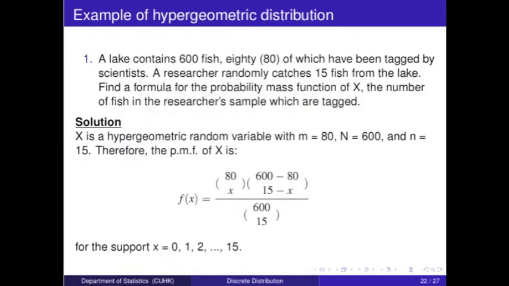It comes to the example. For the first one, suppose the lake contains 600 fish. 80 of them have been tagged by scientists. They randomly catch 50 fish from the lake. Find the probability that there are X fish tagged. To calculate the answer, we can just substitute the parameters into the probability mass function of X.